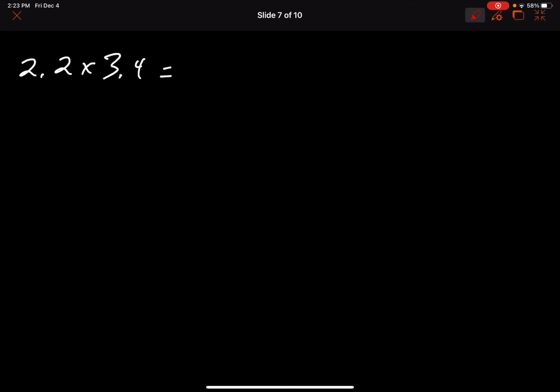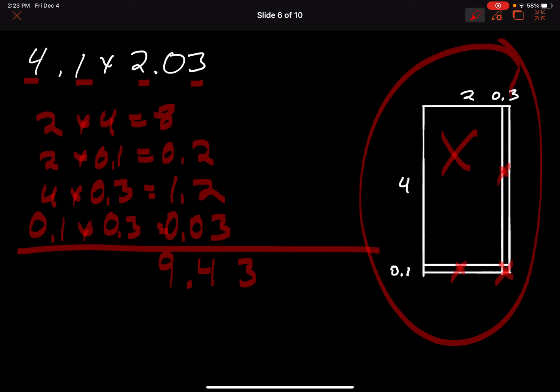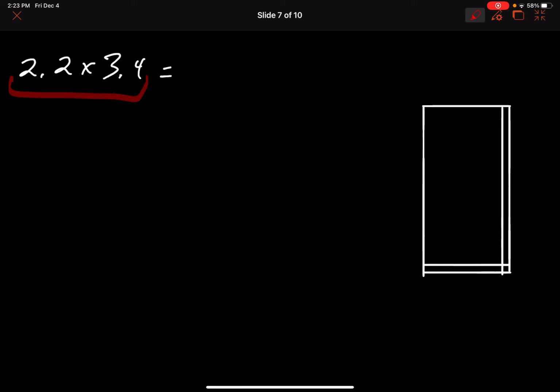Okay, so what I want you to do, you're going to draw a model like this in your notebook. So I want you to pause. I want you to draw a model for this equation. And then come back.